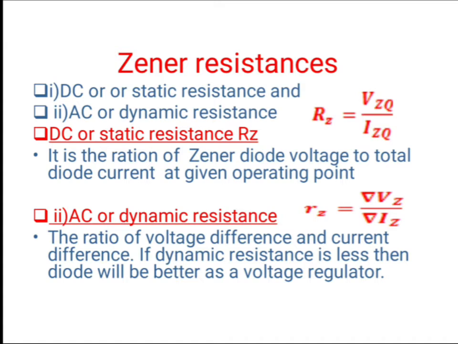AC dynamic resistance means we cut the graph at 2 points and we see the difference here. Del V by del I means two values will be taken as a difference. So in words we can write it as the ratio of voltage difference and current difference. If dynamic resistance is less, then the diode will be better as a voltage regulator.